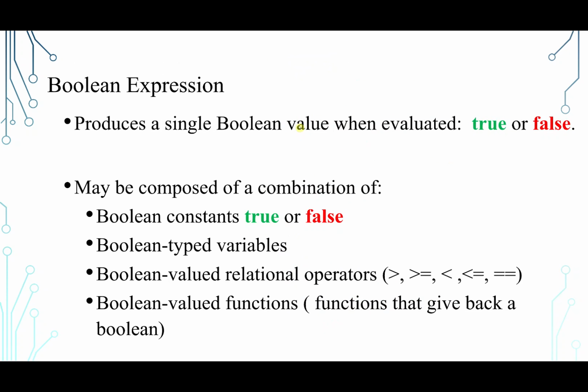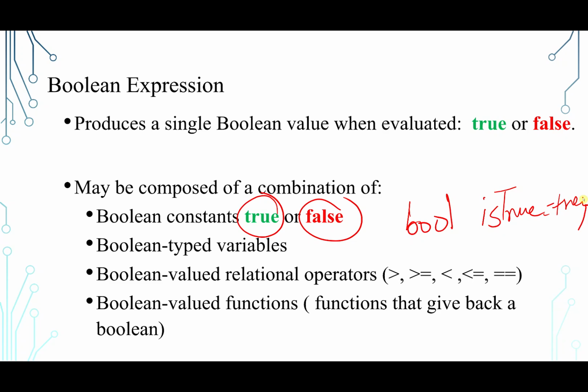So a Boolean expression produces a single Boolean value when evaluated, true or false. It may be composed of a combination of Boolean constants, true or false, like when you use the word true or the word false in your code, or Boolean type variables, like when you define a variable of type Boolean, like bool is true equals true.